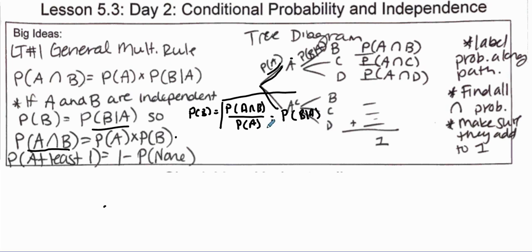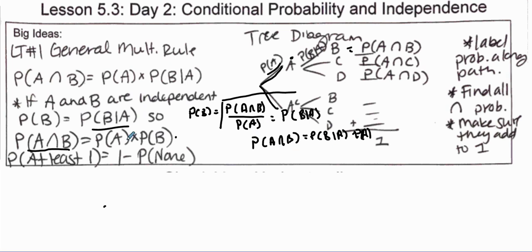And so multiplying these two together, the probability of A and B equals the probability of B given A times the probability of A. And that's how we can use a tree diagram to figure out the probabilities of both A and B, or A and C happening, and A and D happening, and so on and so forth. So we're finding these out by using what we know about conditional probabilities in this formula.